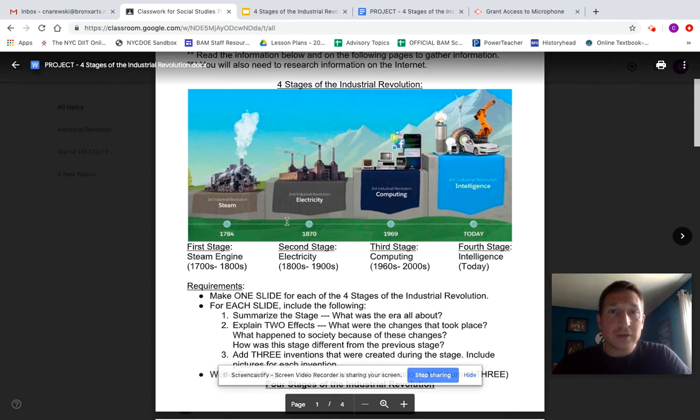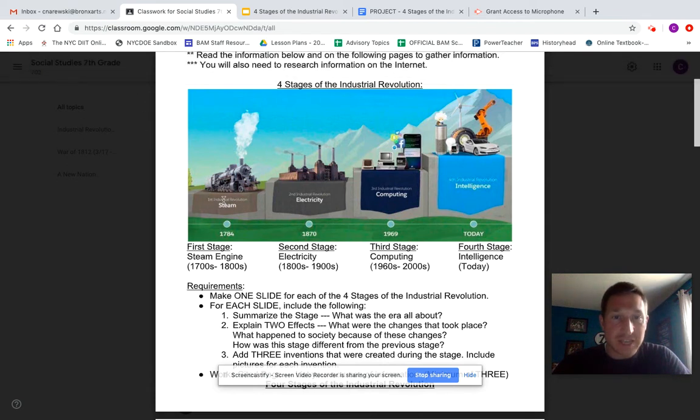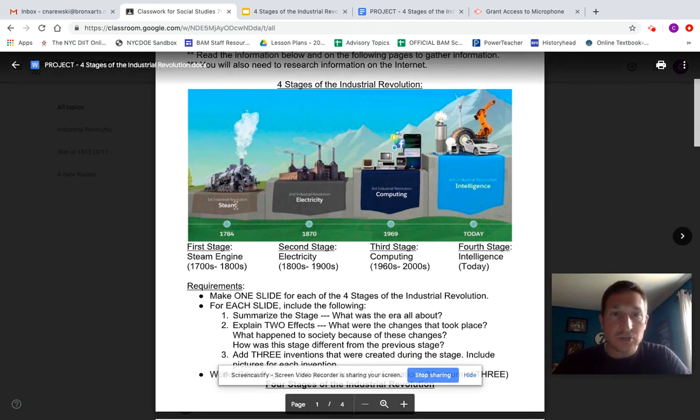Let's look at the 4 stages of the Industrial Revolution. We've been covering that word Industrial Revolution, a change in the way society functions. We replace hand tools with machines doing most of the work. Well, that Industrial Revolution is referred to as the first stage. The first stage. It is powered mostly by the steam engine. And from the 1700s to the 1800s, this is the first Industrial Revolution.